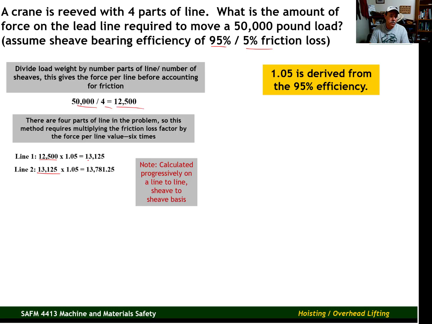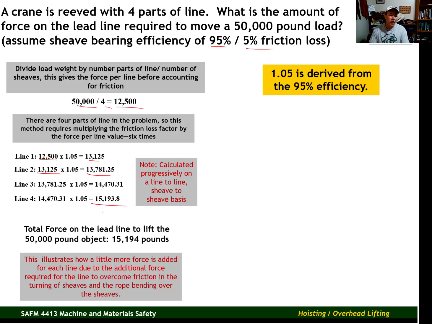For line 2, we start with 13,125 multiplied times 1.05, 13,781.25, and we do that for all 4 lines. And when we're done, we find that the total force on the lead line necessary to lift the 50,000 pound object is 15,194 pounds. I went ahead and rounded up to 15,193.8. And again, the 1.05 is derived from the 95% efficiency that we have and the 5% friction loss.